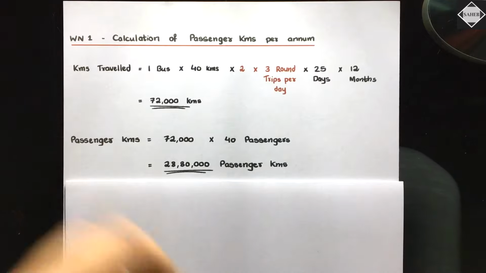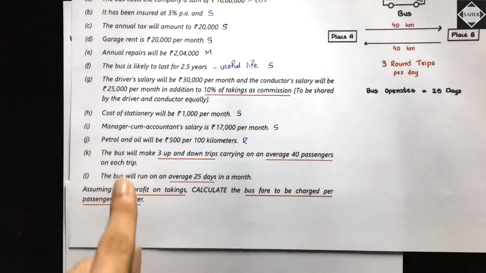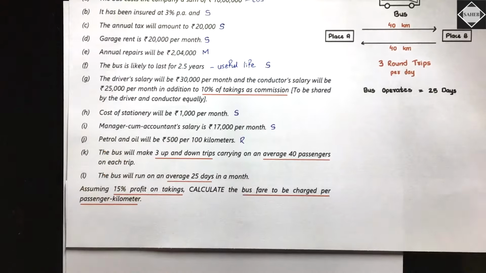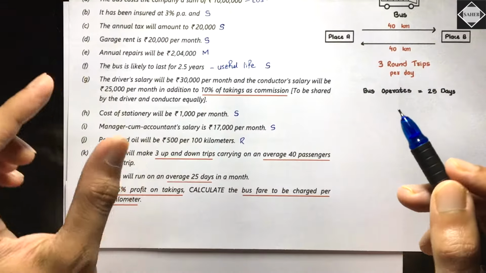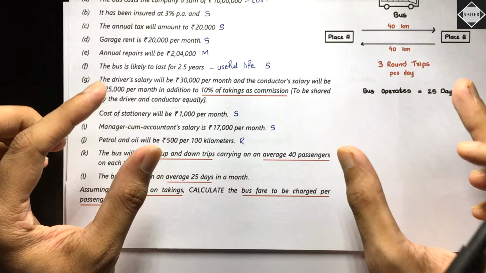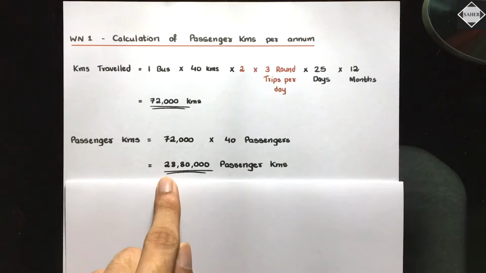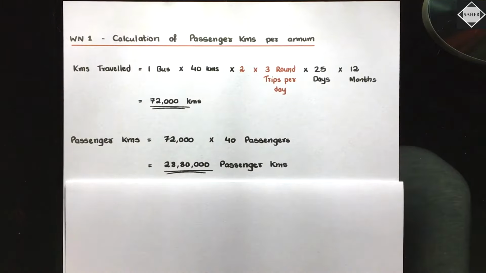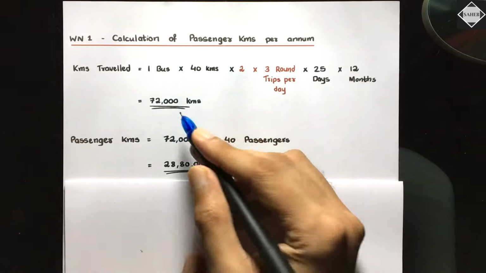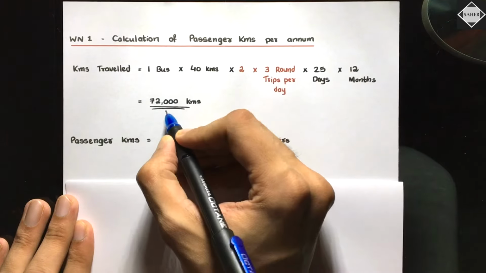Now what we have to do? One more working note we have to do. Why is that so? Because I told you, petrol and oil calculation we have to do. They have said 500 rupees it takes to travel 100 kilometers. With 500 rupees our bus can go 100 kilometers. But how much are we traveling? Are we traveling 28,80,000 kilometers? No, this is completely wrong. This is passenger kilometers. Two elements are there over here. How many kilometers are we actually traveling? Only 72,000 kilometers, right? So we have to calculate the petrol and oil cost for this.